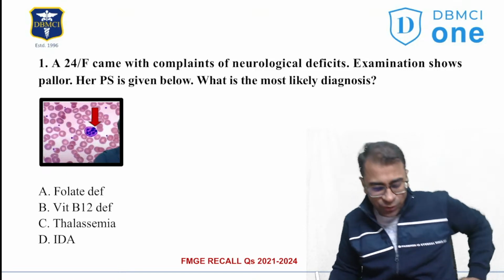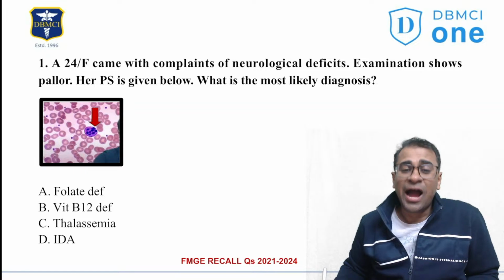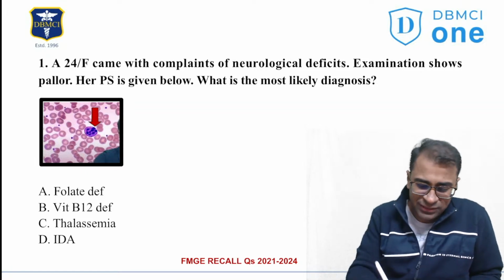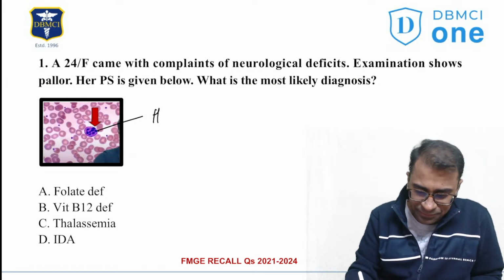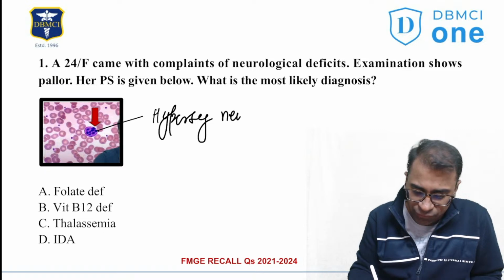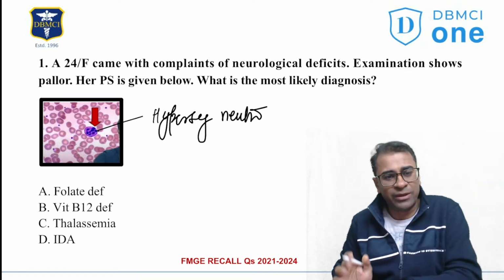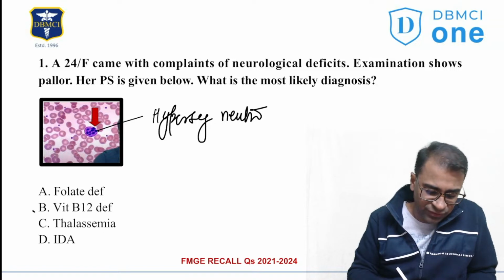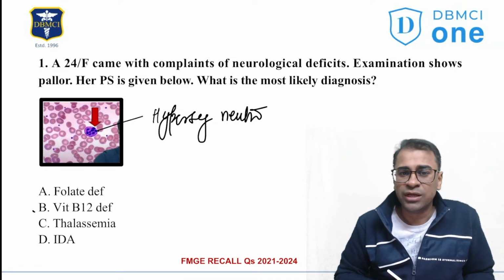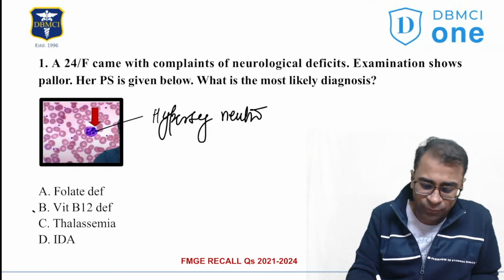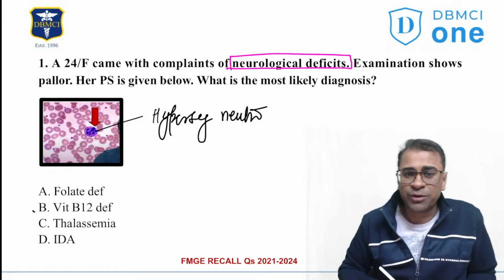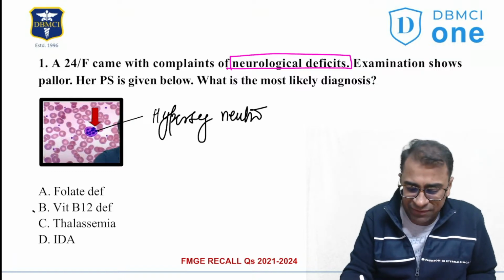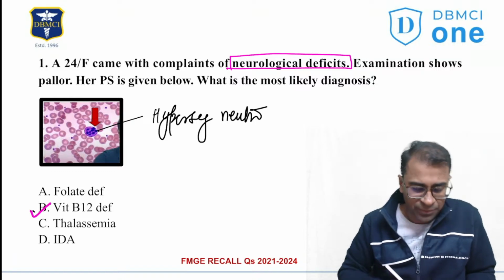Yeah, so this question is on hypersegmented neutrophils, which is basically a property of megaloblastic anemia. So now the question is, which of them can cause megaloblastic anemia? It can be both B12 and folic acid, but look at the problem. They basically are showing you neurological deficits, right? And because of this unique statement they have given in the question, the answer has to be a B12 deficiency.